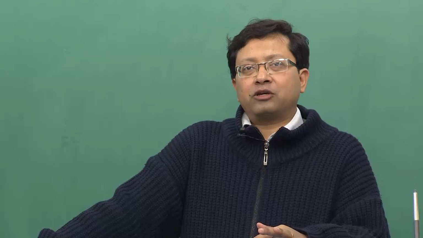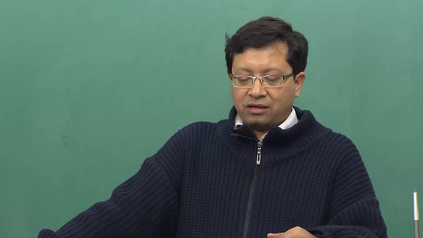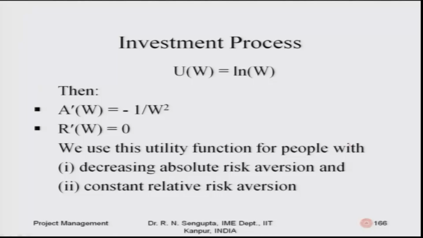The logarithmic utility function is ln of w, and remember w is always positive. If I differentiate that and use the double differentiation concepts, the value of a prime comes out to be minus 1 by w square. So w square is always positive, so the sign would always be negative for a prime.